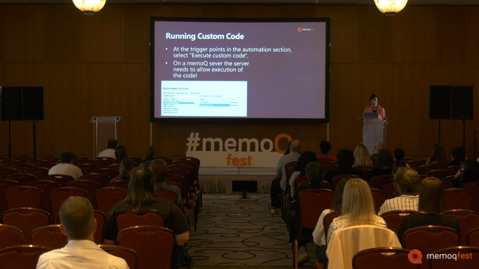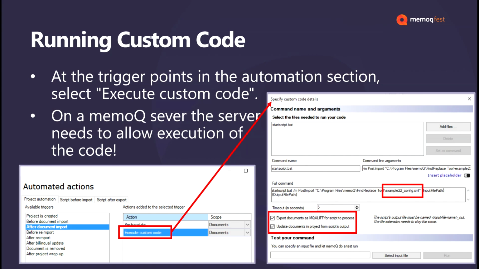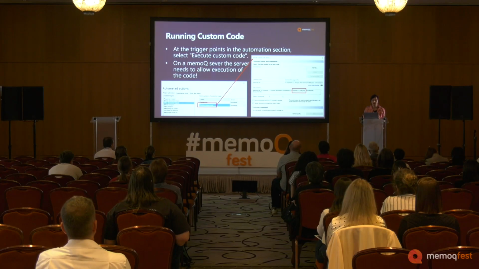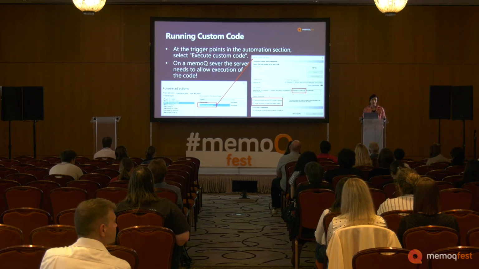Just remember, on memoQ server, custom code execution needs to be allowed, otherwise this doesn't work. Then you get the same setup file where you specify that you have a script, that you have a configuration file, and that's basically it. There are two checkboxes that allow you to export the XLIFF to a temp folder where the script runs, and then import it back and update your file.